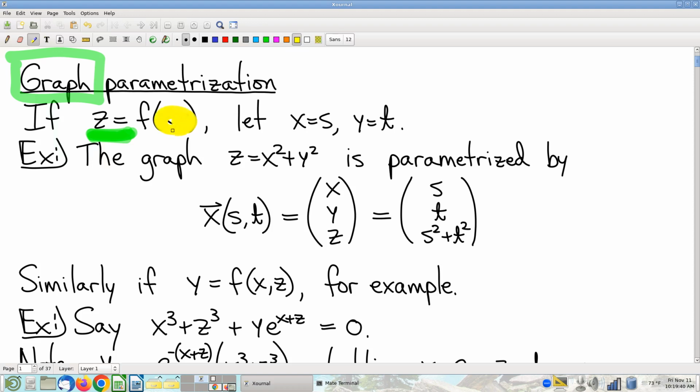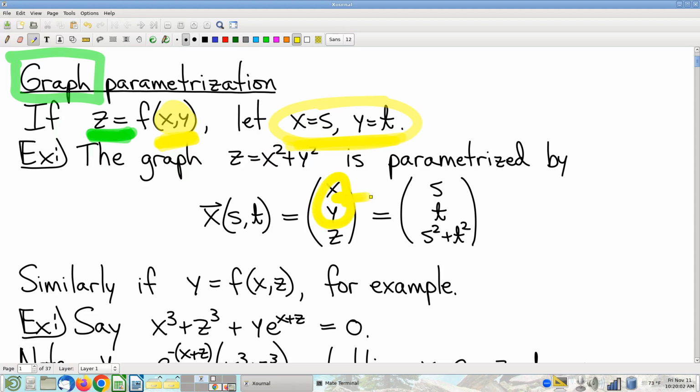Whatever the input variables are, let those be your parameters. That's most of the trick right there. In some sense, once you make that choice, input variables being your parameters, it has already succeeded. We just have to observe and write it down that, in fact, we have already won the game.